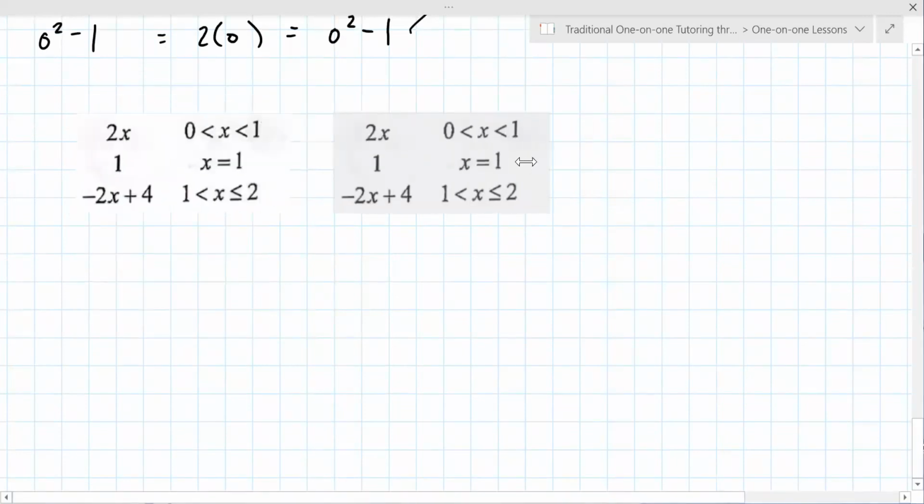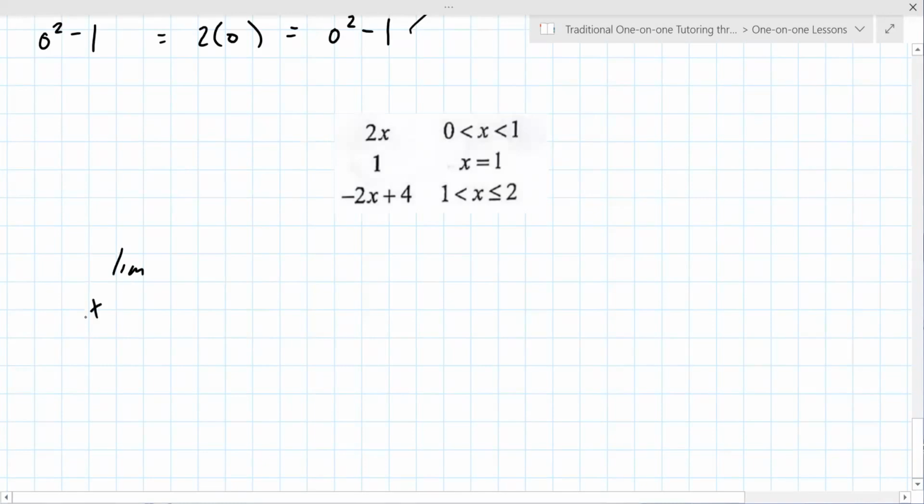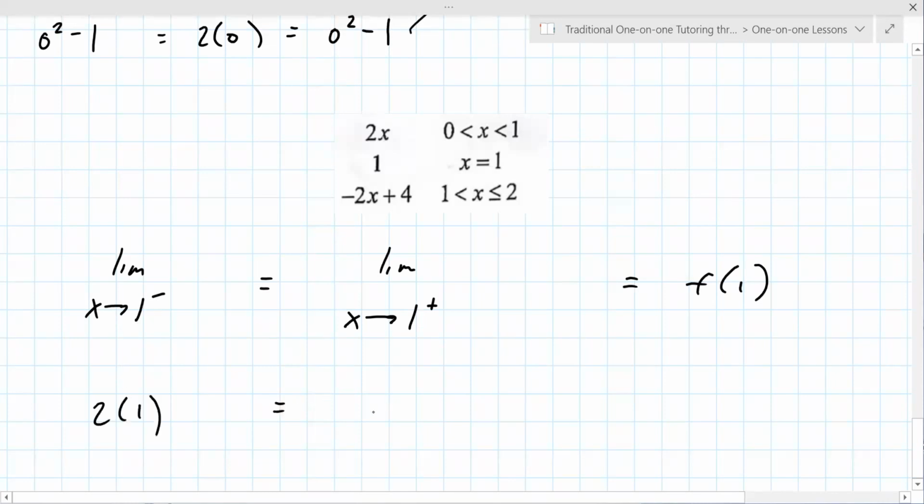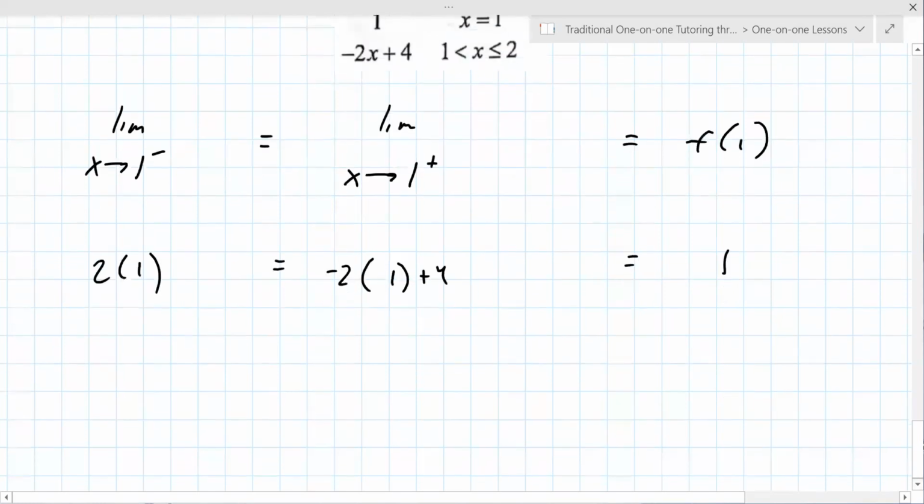So what you're doing is the limit as x approaches 1 from the left, does that equal the limit as x approaches 1 from the right? Does that equal f of 1? So from the left is 2 times 1. From the right is minus 2 times 1 plus 4. And then f of 1, you actually use this middle value. Okay. So is 2 equal to 2? Yes, but it doesn't equal 1. So no, this one's not continuous.